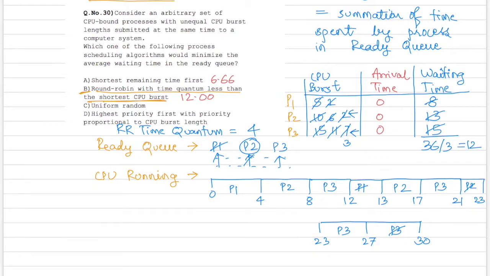Now, if we take a time quantum less than 4, because they have said that the time quantum should be less than the shortest CPU burst. We took 4, but if you go for a time quantum less than 4, which could be 1, 2 or 3, you are in fact going to get a very high waiting time, because all of these processes will run for a very short period of time.